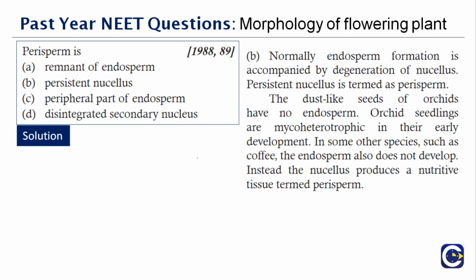The dust-like seeds of orchids have no endosperm. Orchid seedlings are myco-heterotrophic in their early development. So what is actually perisperm? It is the persistent nucellus, where the rest of the nucellus degenerates. The one which remains there as such, you call perisperm. Therefore, the right answer to this question is option B.